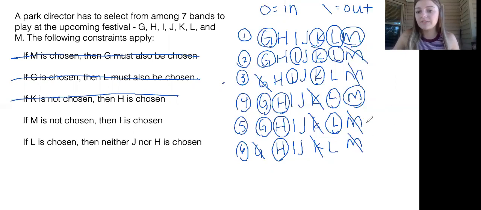And then 5 and 6, same thing as 2 and 3. We know where M is placed. We know that M is out. We have them crossed out. And because we know that, we then know that I must also be chosen. And so since I've gone through all of my worlds and I've applied this rule, I don't have to worry about it anymore.